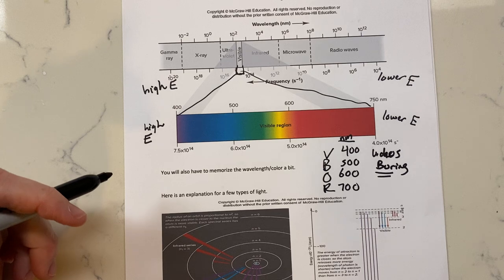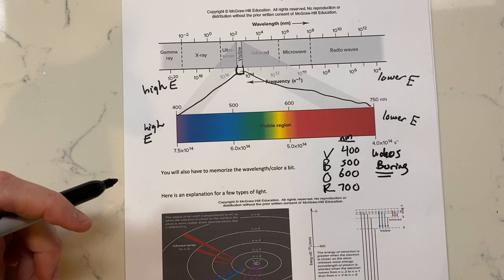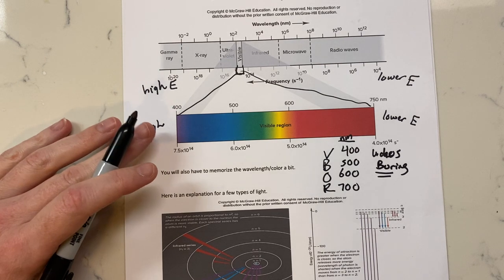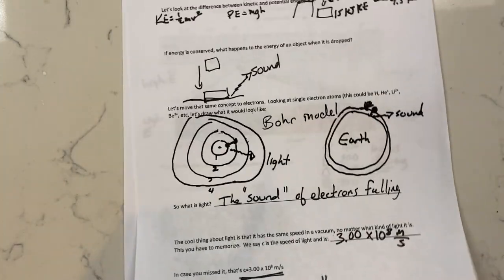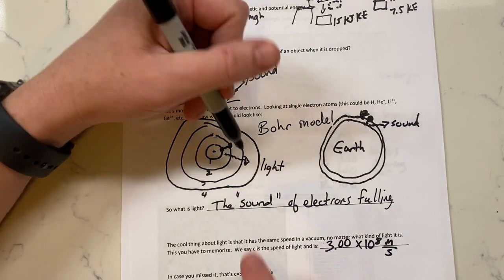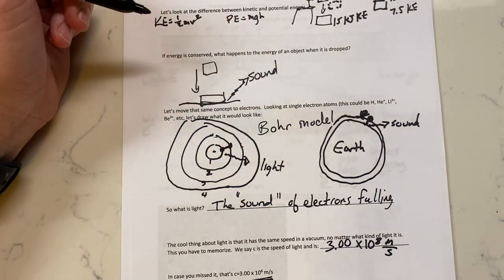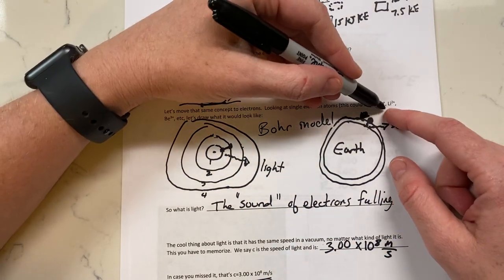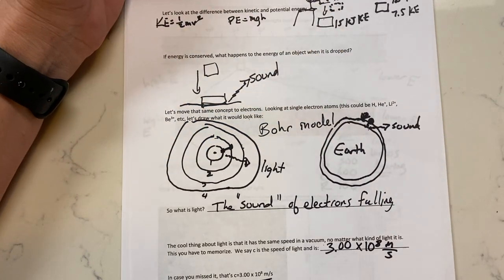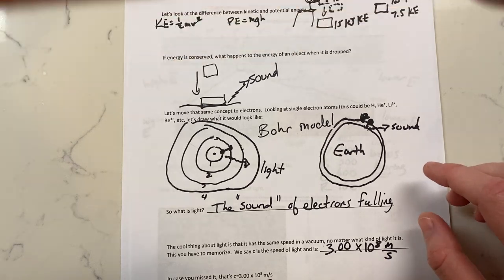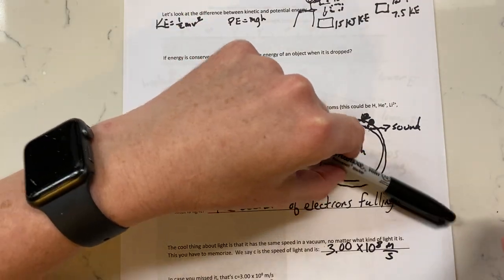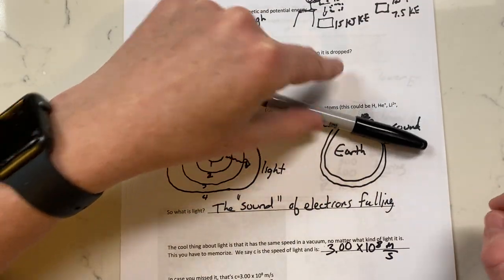All right. So let's look at a little bit more here. Here's an explanation for a few different types of light. So in the Bohr model, we talked about how an electron falls, it lets off light. Well, if we pick up an object really high and it falls, it lets off more sound, right? It lets off more energy. So if we pick something up really high, it makes a bigger sound than picking up something just a little high.